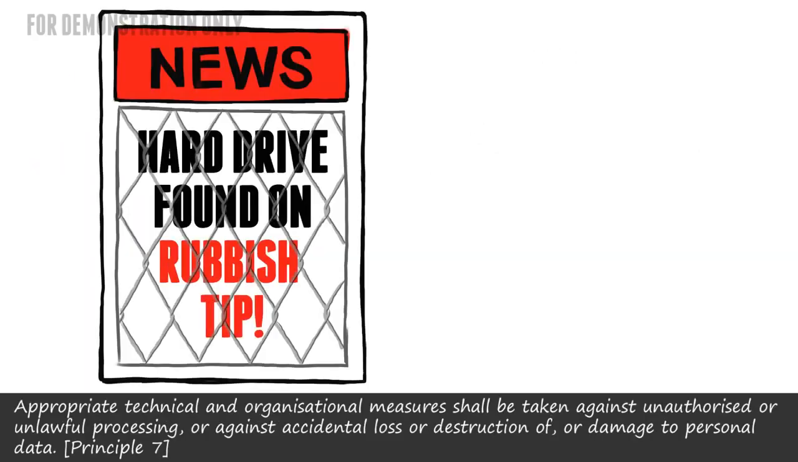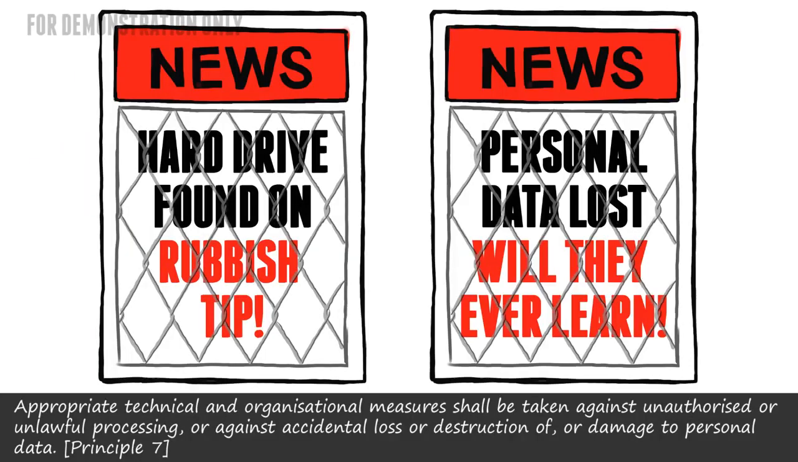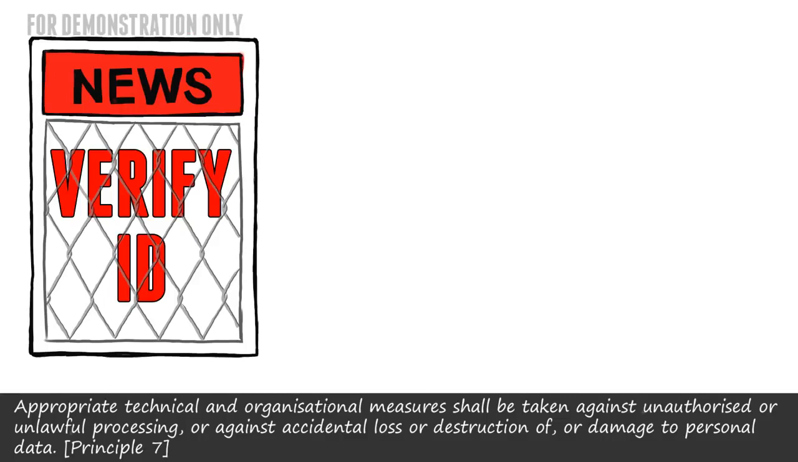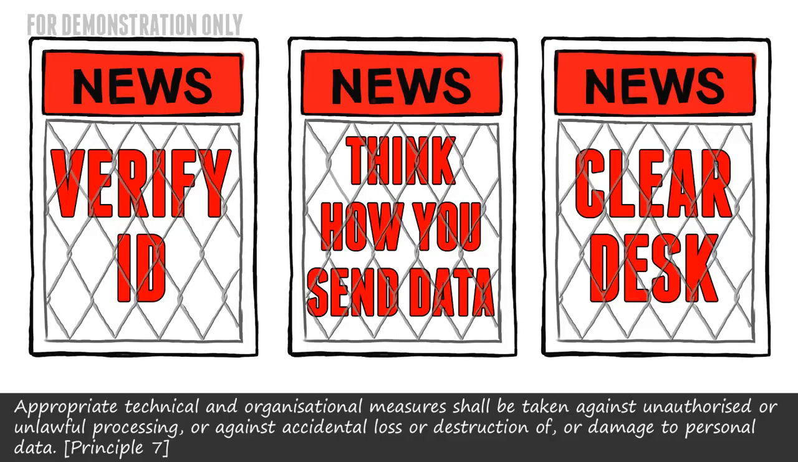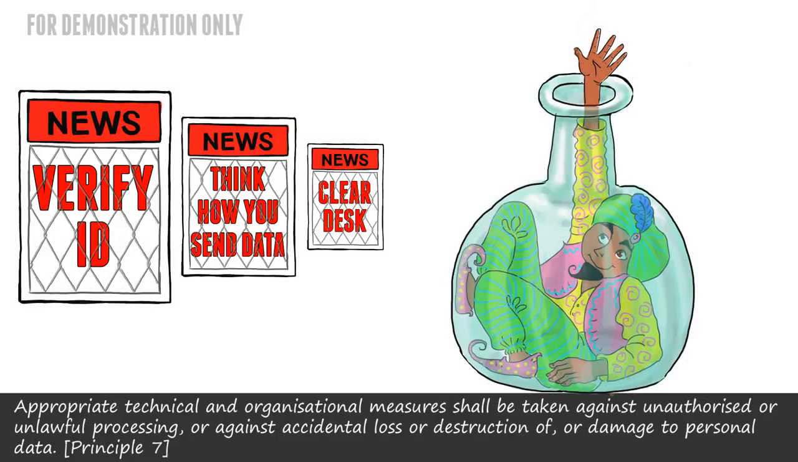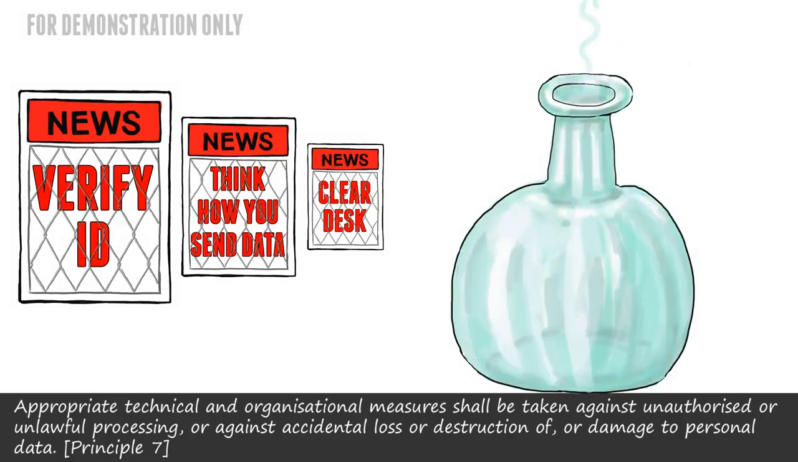We've all heard the stories. Hard drives found on rubbish tips, memory sticks with personal data have been lost, and so on. Laura expects, and the regulations require, firms to look after her data properly. This is more than storing data securely. It includes things like verification checks to make sure data is only given to the correct person. The way data is sent, for example by fax, email or over the phone. And it's also the reason many firms have a clear desk policy, so personal data isn't left lying around for all to see. Because if the genie ever gets out of the bottle, there's no putting him back.